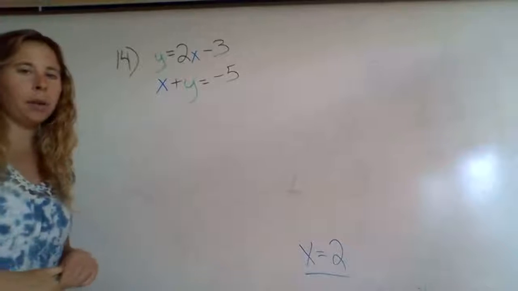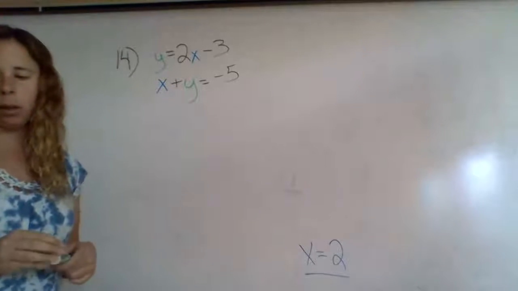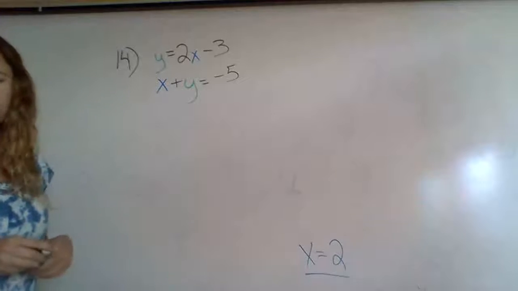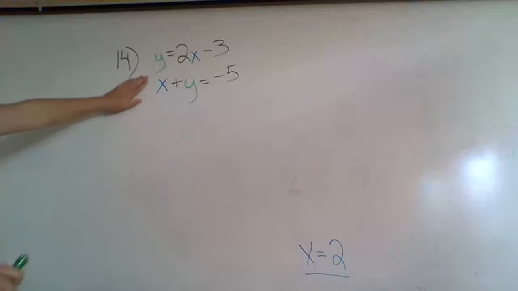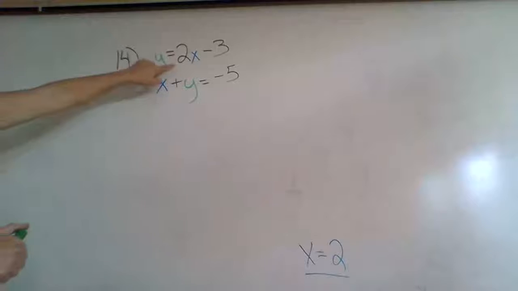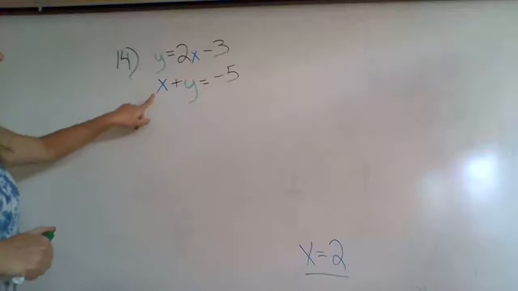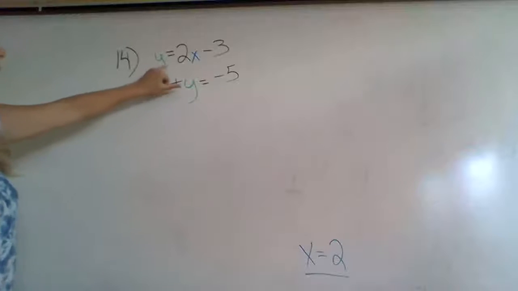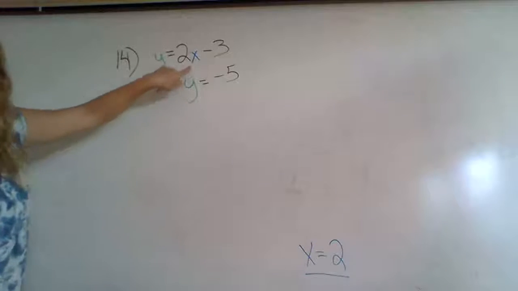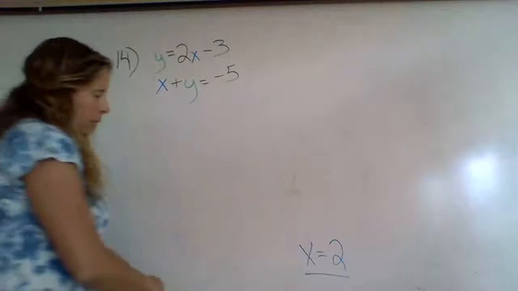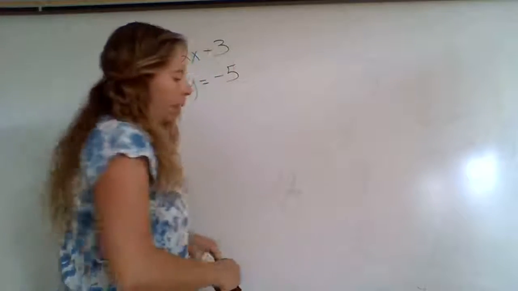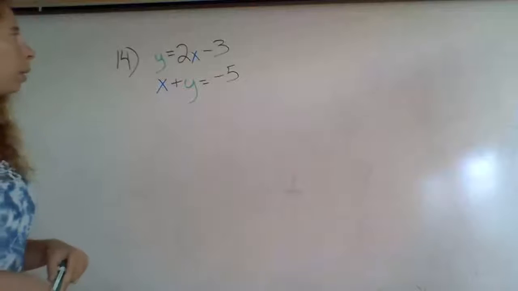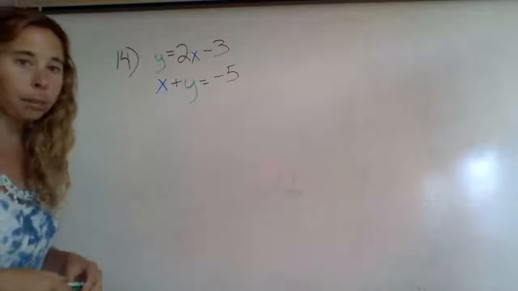If you understand this and you don't need to see another one, cool beans. I'm going to do number 14. I did number 9, and now I'm going to do number 14. I color-coded it. So y equals 2x minus 3, and x plus y equals negative 5. That's what they give you. I made my y's green and my x's blue. Oh, that's from the last one, number 9. My bad. Okay, so solve by using substitution.